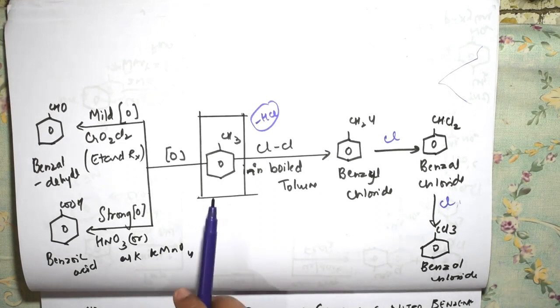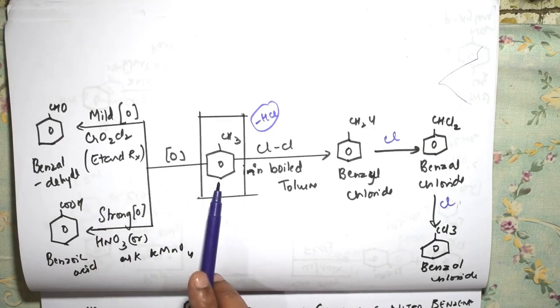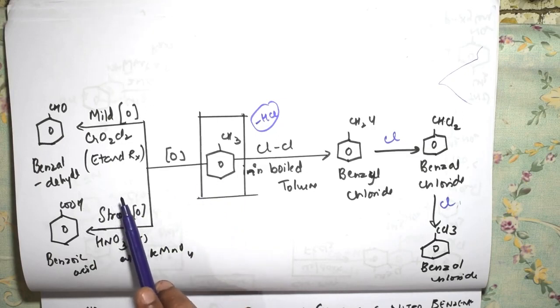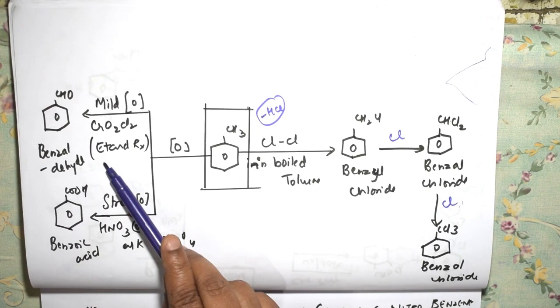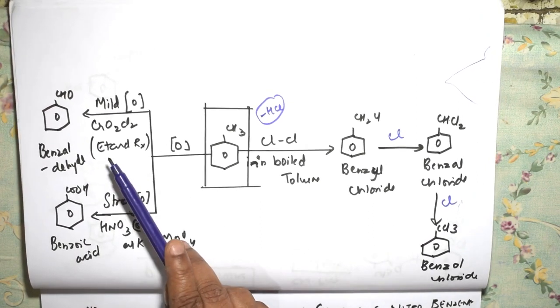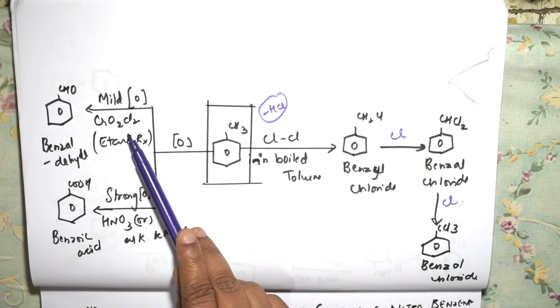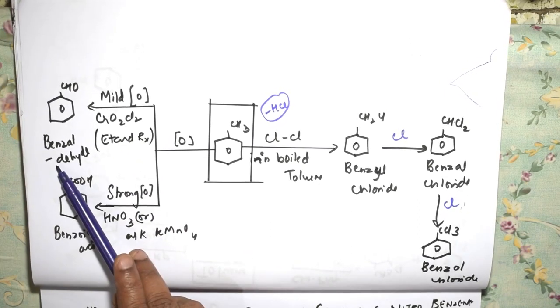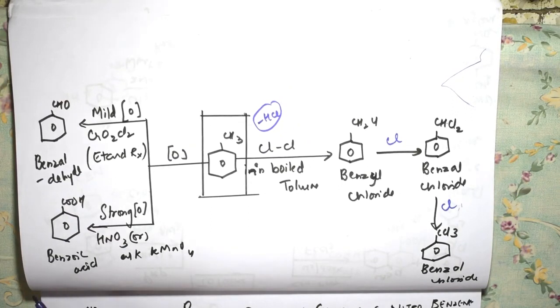Suppose they are asking you to convert or prepare benzaldehyde from toluene, what is the reaction, students? Etard reaction. The Etard reaction is used to prepare benzaldehyde from toluene using an oxidizing agent, that's nothing but chromyl chloride. This is what I mentioned. If you are using a mild oxidizing agent, you will get benzaldehyde. If you are using a strong oxidizing agent, you will be getting benzoic acid. So I have given the important thing here.